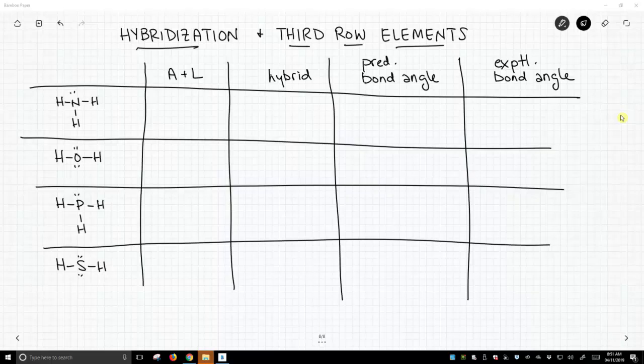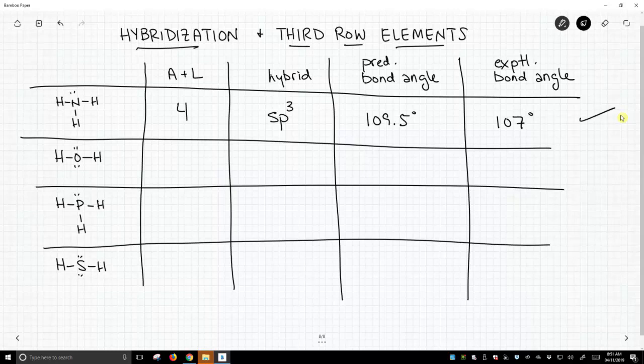Okay, we have this nice table, and we're going to review a few molecules. The top molecule is ammonia. If we went through the number of attached atoms and lone pairs, we would find there are 4. And we would say, of course, this is going to be sp3 hybridized. The predicted bond angle for any sp3 atom is 109.5, and the experimental observed angle is about 107. That's a really good match. So that is a check. That works wonderfully. How about for water?